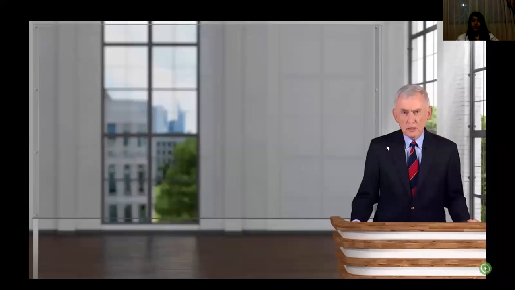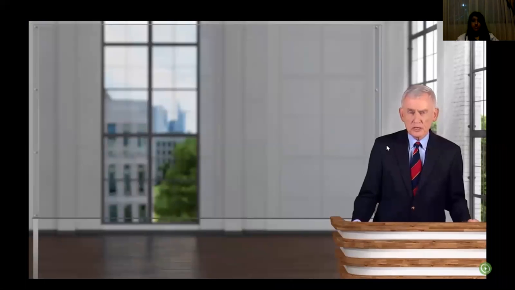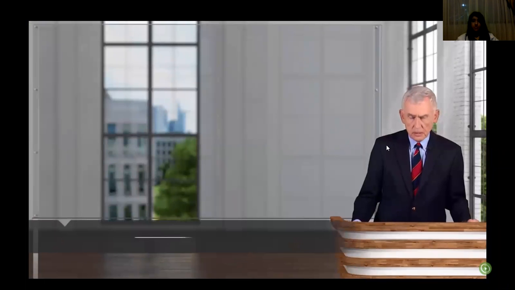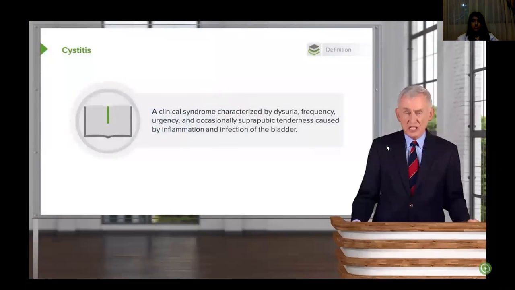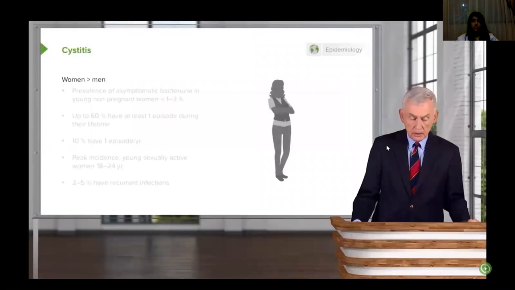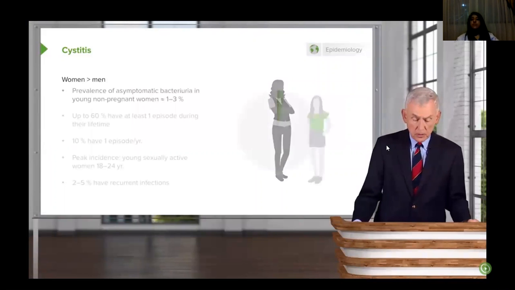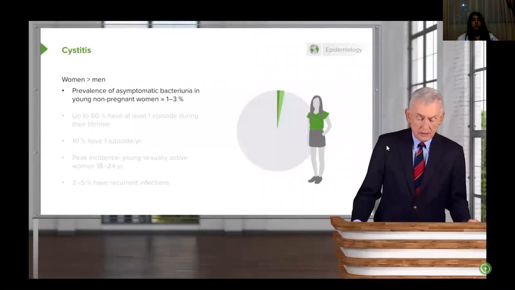In our discussion of urinary tract infections, we turn to cystitis. To define it, we call it a clinical syndrome characterized by dysuria, frequency, urgency, and occasionally suprapubic tenderness caused by inflammation and infection of the bladder. It's a disease that's much more common in women than men.